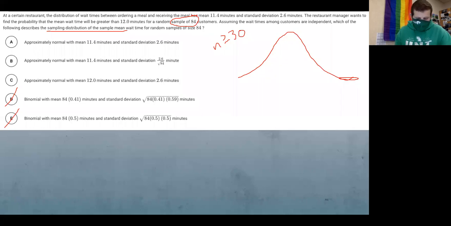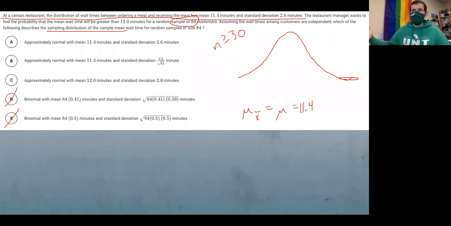The next thing is that the sampling distribution will have the same mean. So the mean of our sampling distribution of sample means is the same as the population mean. So it's going to be 11.4. This first sentence can be read as the population values because it's not related to a specific sample. It's just a fact about the restaurant, right? So 11.4 minutes, so we can cross this one out.